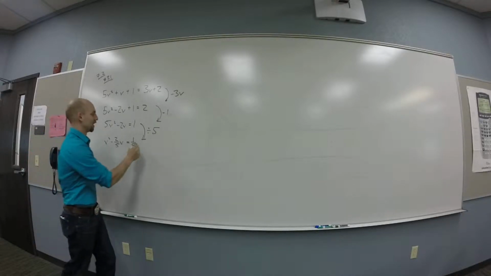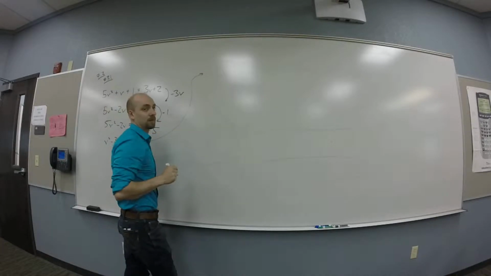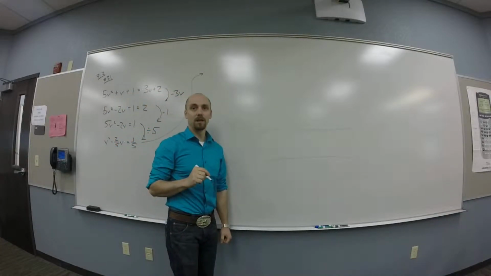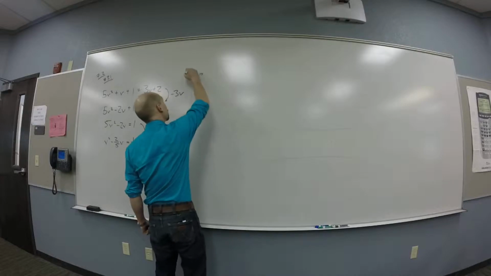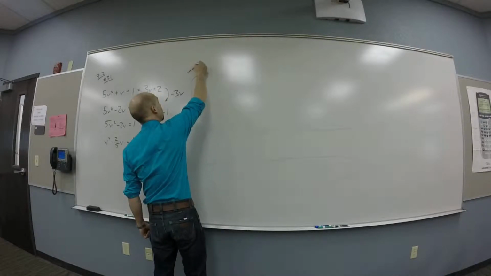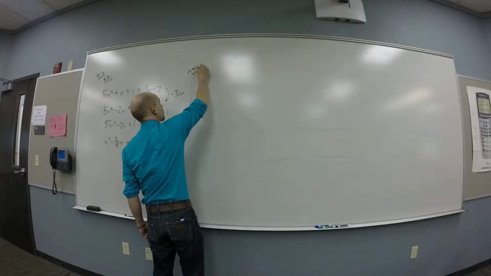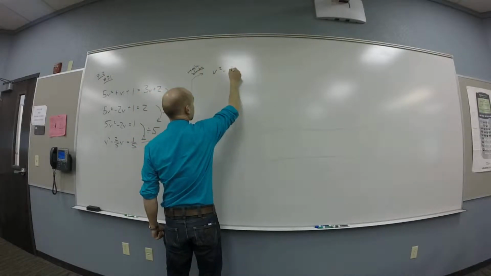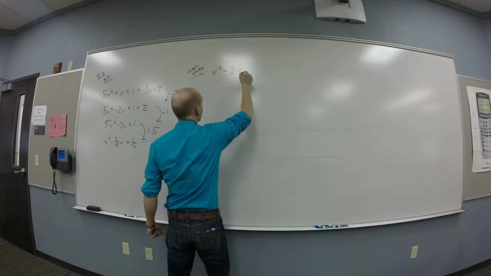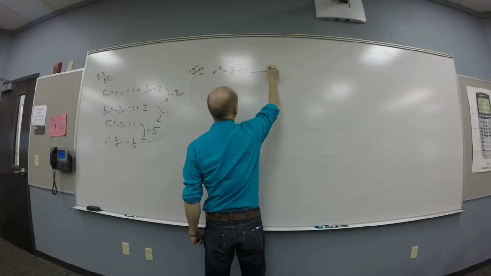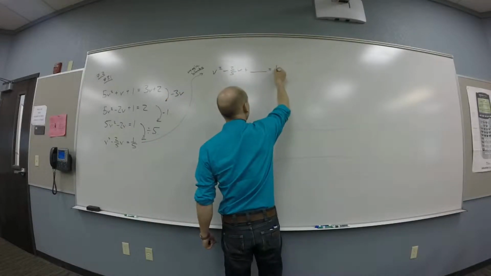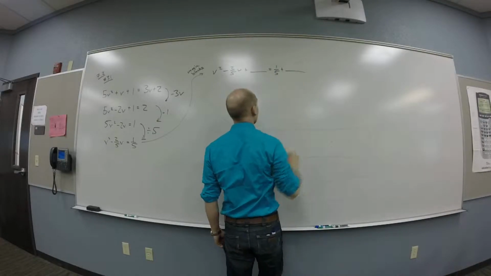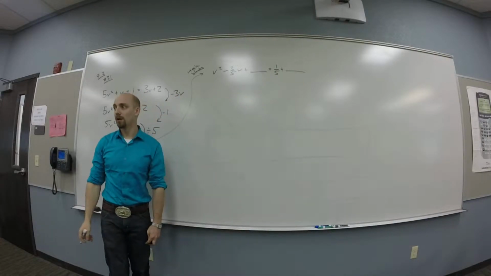Okay, so what's my next step? You could try. Yeah, throw in some blanks, right? Magic blanks. So I got v squared minus 2/5 v plus blank equals 1/5 plus blank. Now what?